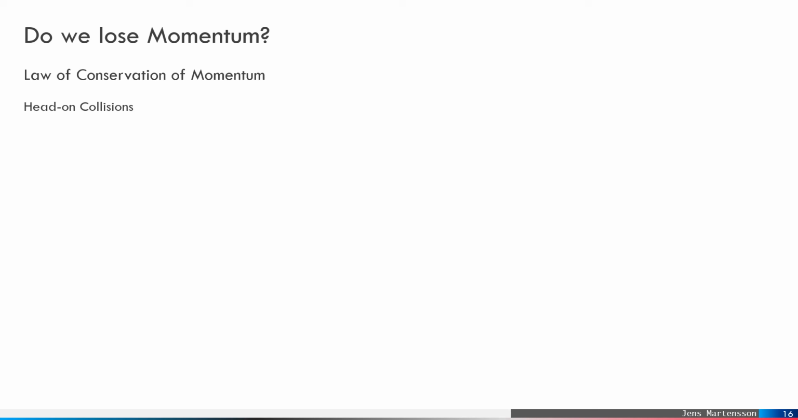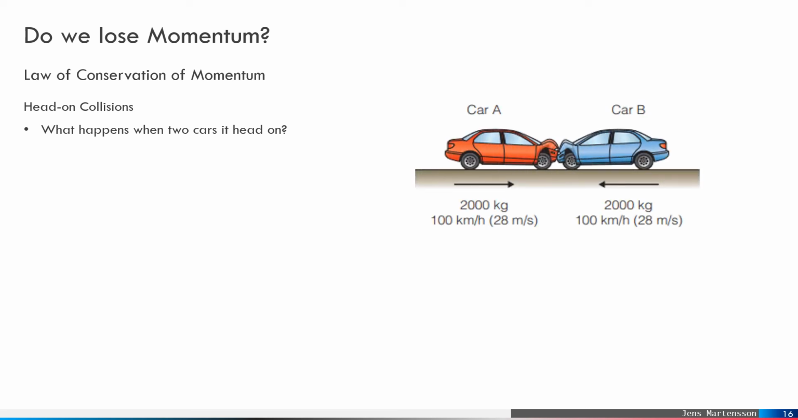So do we actually lose momentum with a head-on collision? Well, no. Because you think two cars going the same speed, having the same mass, they hit each other, then just nothing happens. Well, here's what actually happens. If they have everything the same, two identical cars, same speed, same mass, and they hit each other, they just cancel each other out.